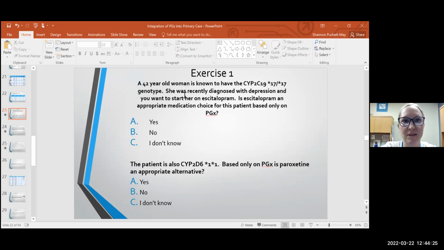So who has an answer for me? You would ask Shannon or Corey. Okay, I'll give you a hint. This patient is an ultra rapid CYP2C19 metabolizer. Well, Shannon or Corey would say B, no.